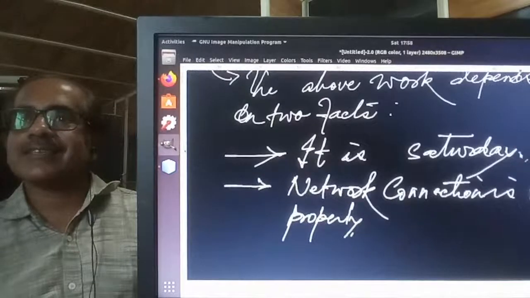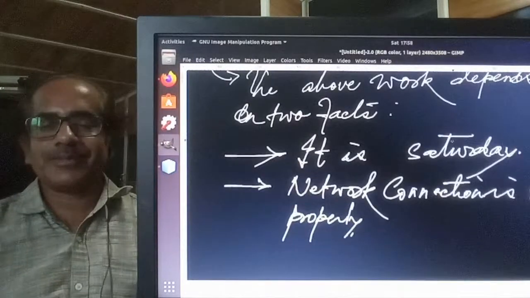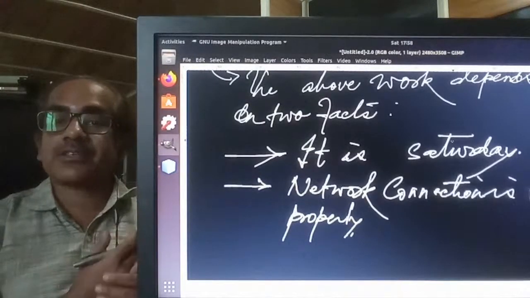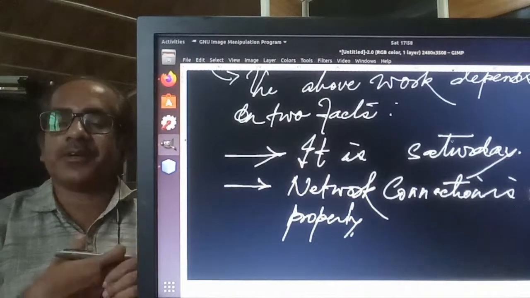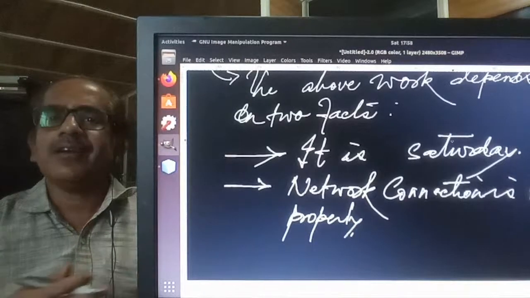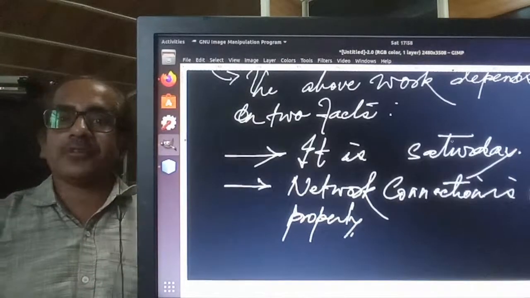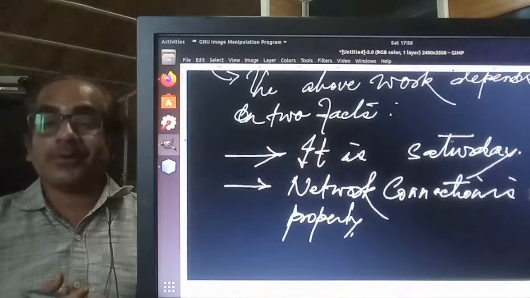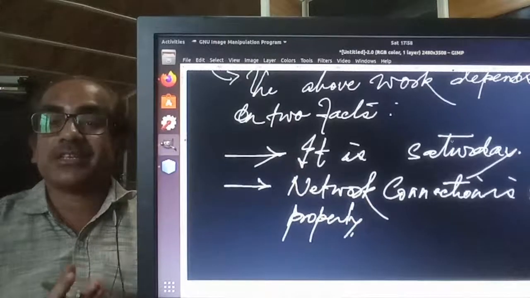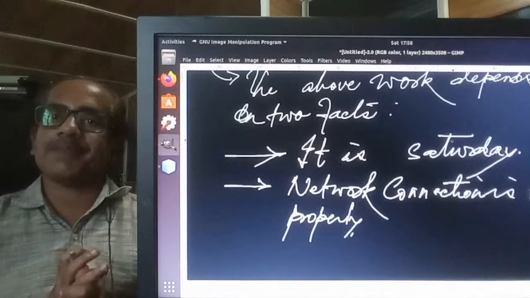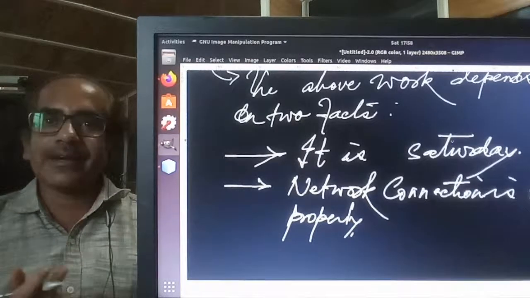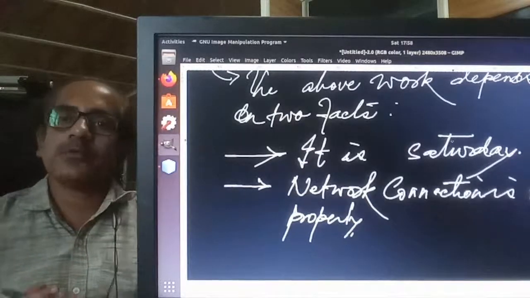It is Saturday. In the present situation, there may be other facts that may affect this, that power should be there, or I should not be sick. There can be so many things on which this work depends. But as of now, two situations are being considered: it is Saturday and network connection is working properly.